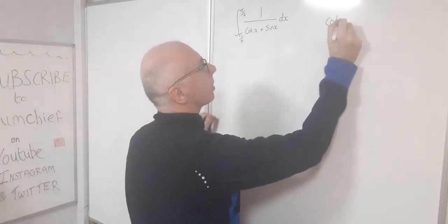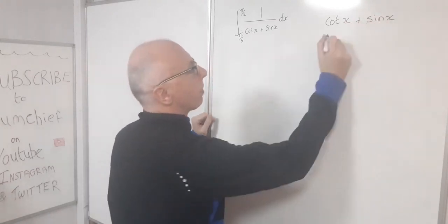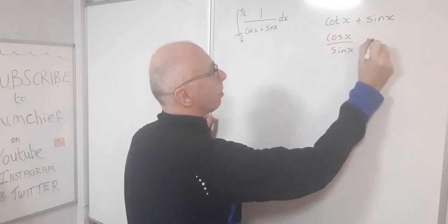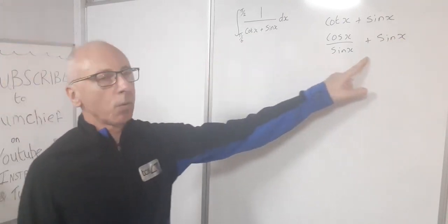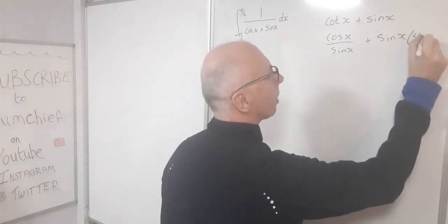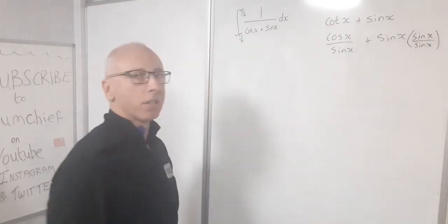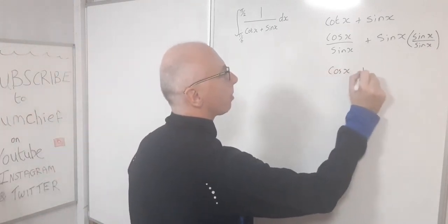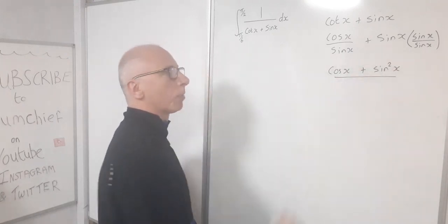So cotangent of x plus sine of x. Let's just rewrite that as its identity: cosine of x over sine of x plus sine of x. Now if we could turn this into one fraction, that would be a good start. So we just multiply sine of x by sine of x over sine of x, which is just 1. So then we're going to get cosine of x plus sine squared of x, and then the whole thing can be over sine of x.